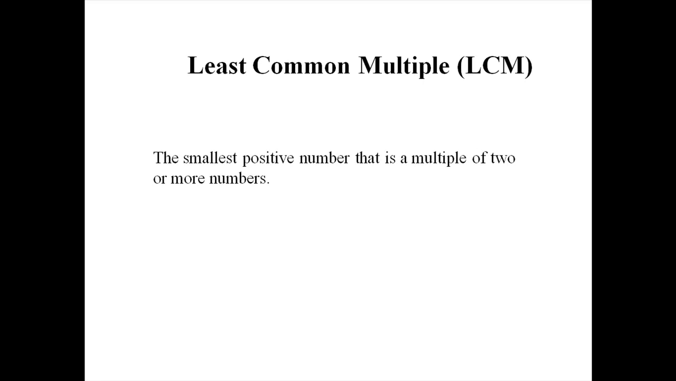Next we are going to discuss the least common multiple, LCM. It is the smallest positive number that is a multiple of two or more numbers. Let's find the LCM of 32 and 88. We again have two methods to find the LCM of two numbers, 32 and 88.